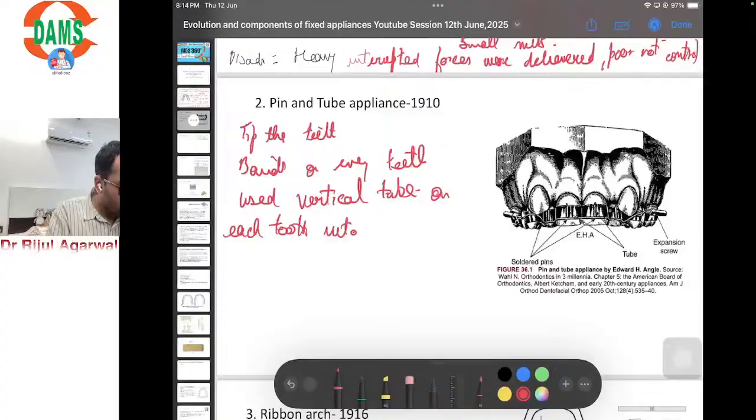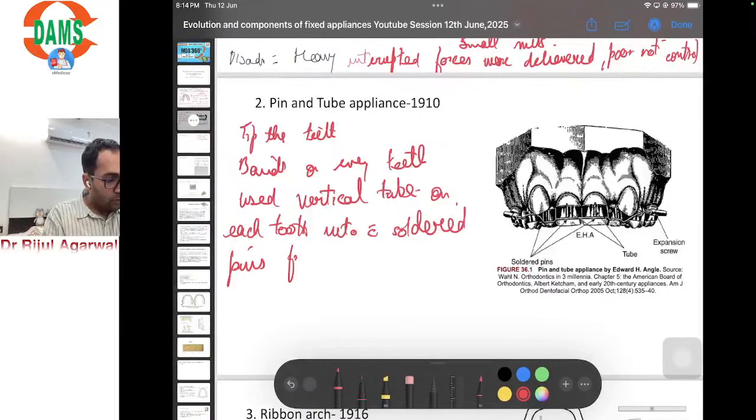into which soldered pins from a smaller arch wire were placed. Vertical tubes with soldered pins were placed to prevent this tipping and provide bodily movement of the teeth.